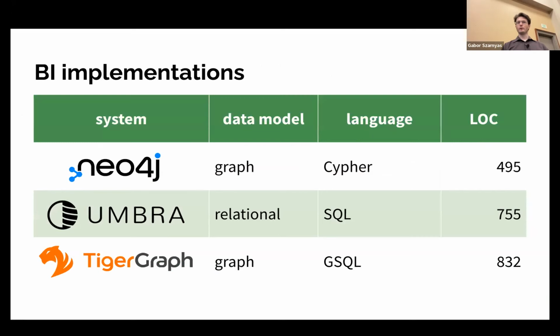So one of our goals with this benchmark is, of course, that it should be implementable, it should be portable, and it should be doable with a relatively reasonable amount of effort. To prove this, we have 3 reference implementations with Neo4j, a graph database, Umbra, a relational database, and TigerGraph, a graph database. One can see that all systems managed to implement this benchmark in between 500 and 800 lines of code. So it's definitely something that experts can implement in a matter of a few weeks.